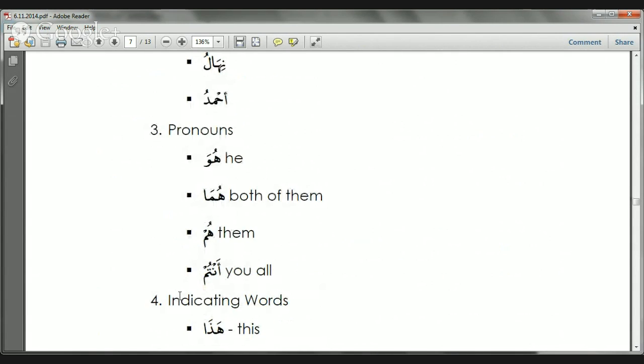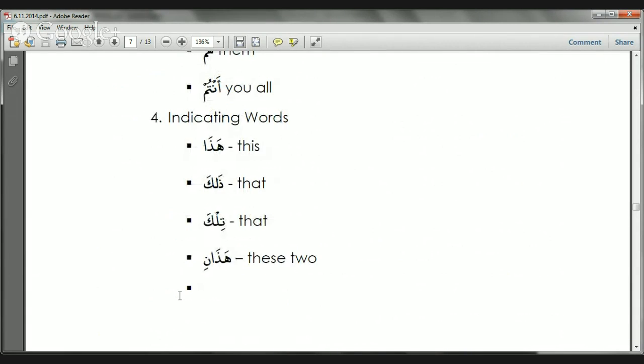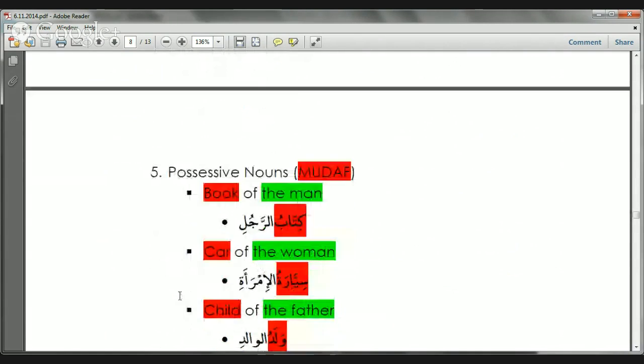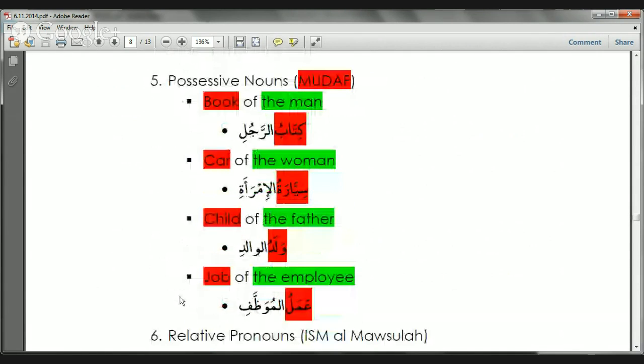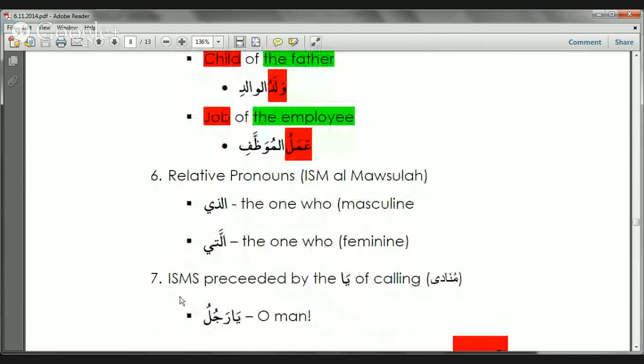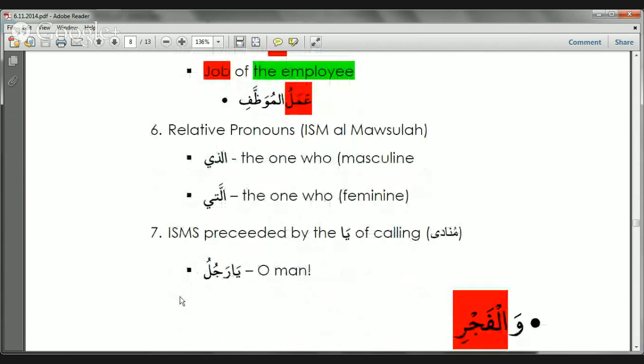Again, straightforward. He, she, them, both of you, all of them, all those women, all you men, me. They are all considered proper. Number 4, indicating words. This, that, these two, that in the feminine. Tilka, dalika, hada, hadani. Today we're not gonna learn them. We'll learn them later. Number 5, possessive nouns. Thing that is being possessed. So same thing. We haven't gone over this yet. Number 6, relative pronouns. Alladhi, allati. There's more to this list. Haven't gone over that yet either.